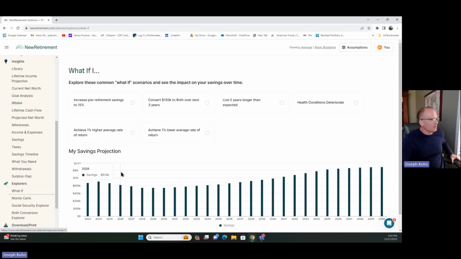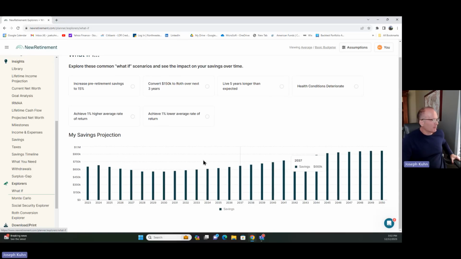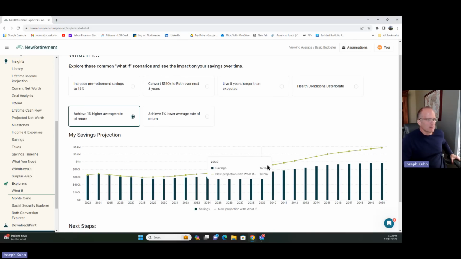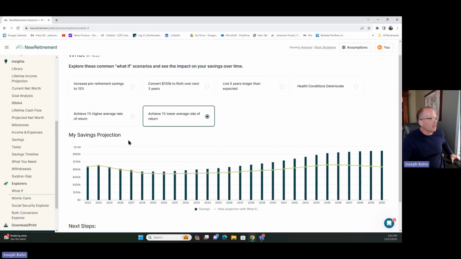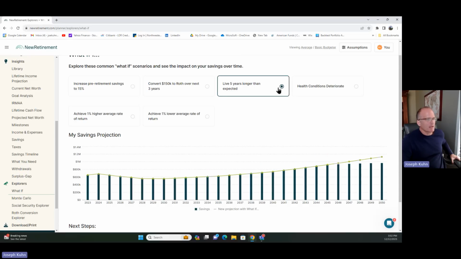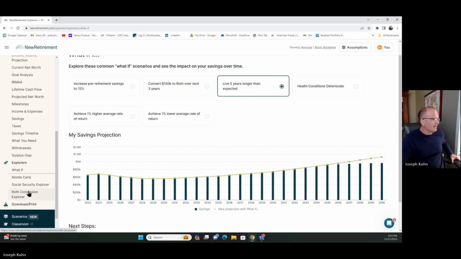Hey, what if here's my savings plan. Here's what I have in my account. What if I got 1% higher rate? There you go, the green line. What if I got 1% lower rate? There's the green line. What if I did 150,000 in Roth conversion? What if I live 5 years longer? What do my account balances do? Okay, so you name it, New Retirement can do it.